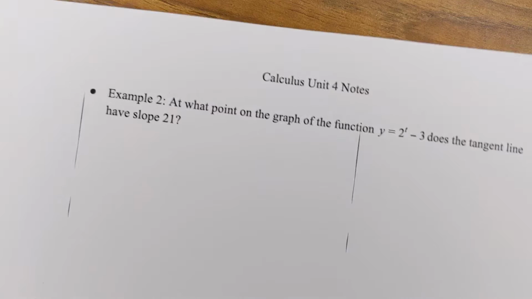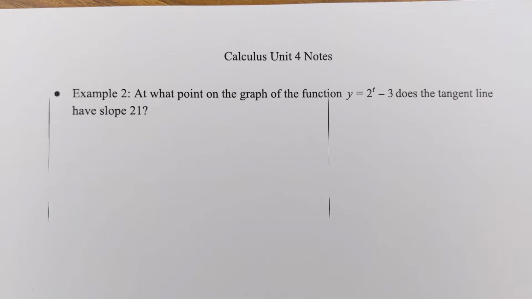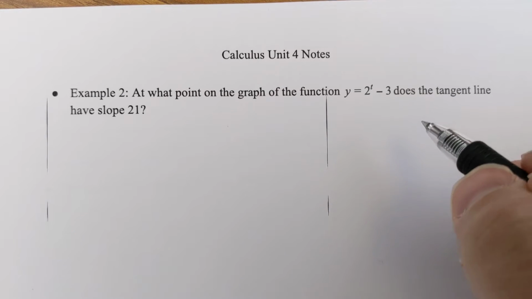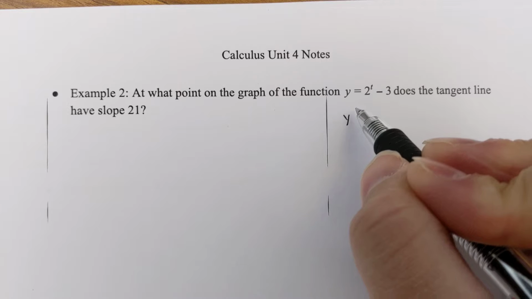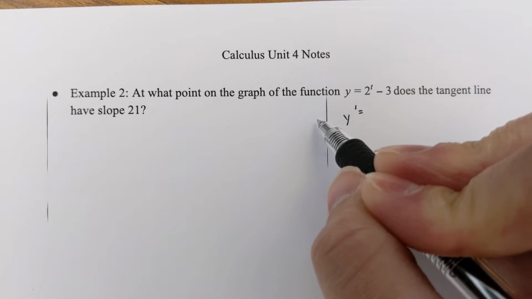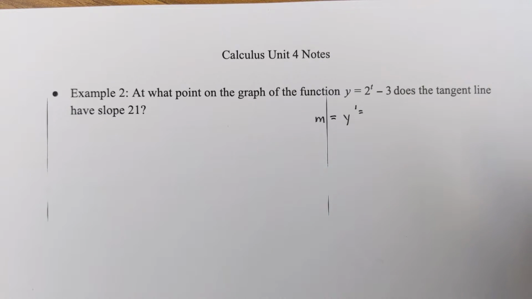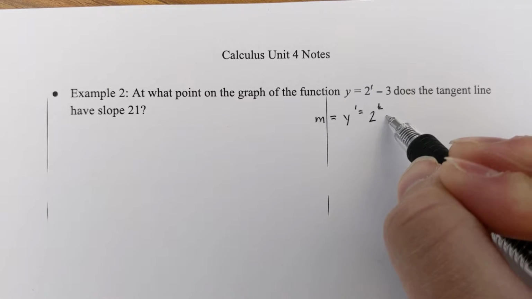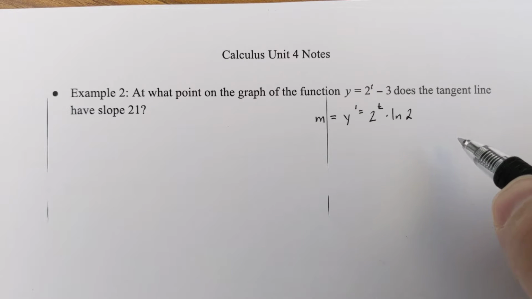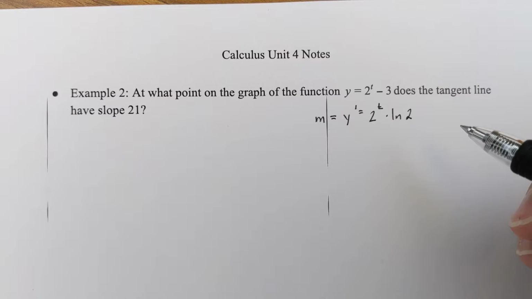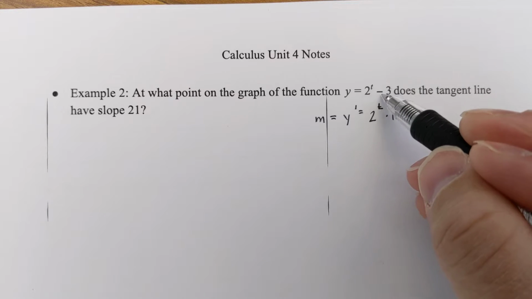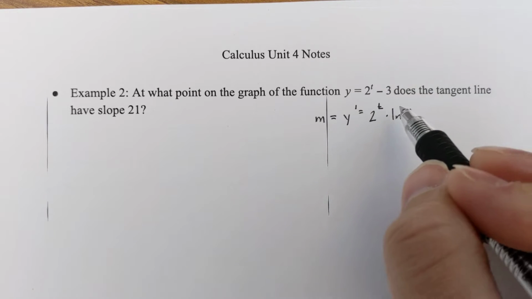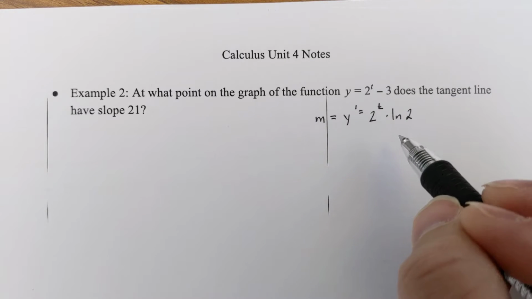All right, so example 2 here says at what point on the graph of the function y equals 2 to the t minus 3 does a tangent line have slope 21? So I need this derivative, because that's the same thing as the slope. So the derivative of a to that is going to be the original expression times the natural log of the base, and then times the derivative of the exponent, which happens to just be 1. So technically there's a times 1, but we don't need to show it. The derivative of negative 3 is 0, so it also doesn't appear. So it says have a slope of 21.